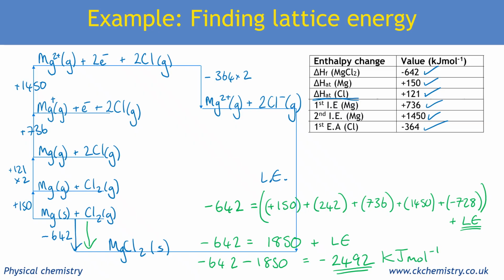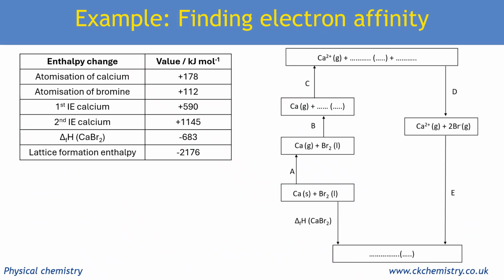Foolproof method. Let's show it again for finding a different value. So this is a situation where the Born-Haber cycle looks slightly different, and I've got some labels to fill in. When you're filling in labels, again, remember that there is a set format here. So this is my delta H formation, going from calcium solid and bromine liquid, elements in standard state, making compound CaBr2, and that will be a solid. All ionic compounds are solids.